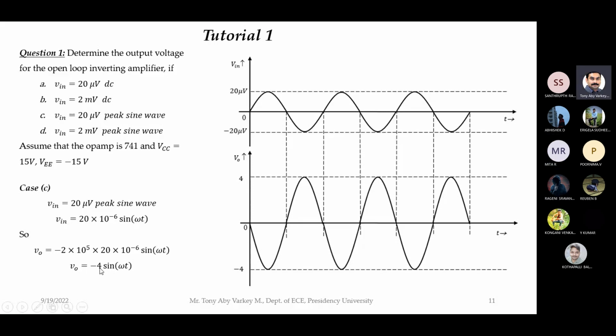And the peak of the sine wave is 4. That is why 4 and minus 4. So this is what is called a 180-degree phase shift. When the input is positive, output is negative. When the input is negative, output is positive. That means a 180-degree phase shift is there. Actually, for a sine wave, this is 0 degree, this is 90 degree, this is 180 degree. I hope you know that.